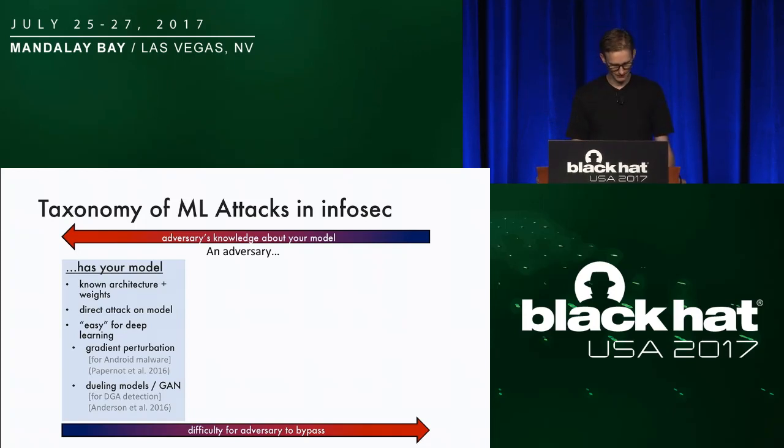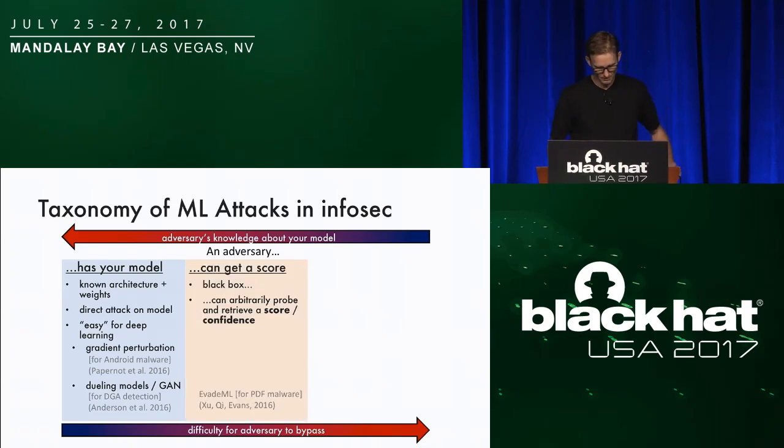In the case of some specific machine learning models like deep learning, these kinds of attacks can be done straightforwardly. You can ask the model what would confuse it the most and apply those kinds of perturbations to images, and in this case to malware, to achieve some evasion. I've listed some work done here by collaborators and colleagues and others for Android malware and for DGA detection.